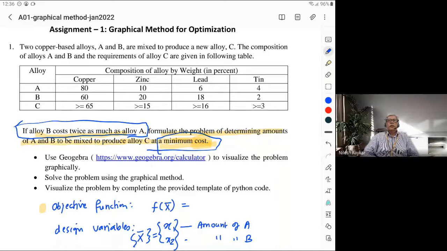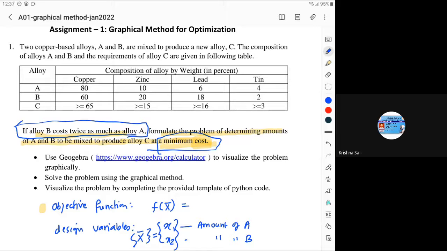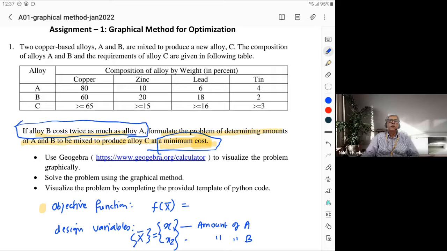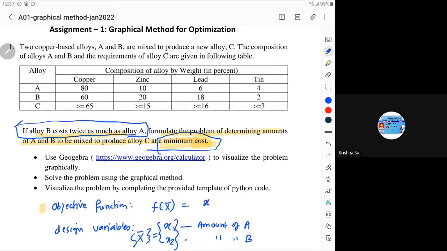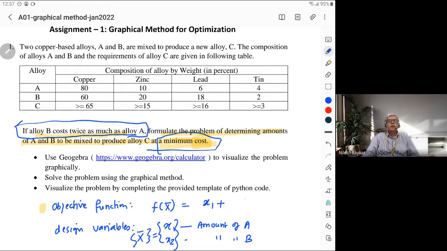Okay, so if x1 is the amount of alloy A and x2 is the amount of B to produce alloy C, what would be the cost in producing alloy C? x1 plus 2x2. x1 plus alloy B cost plus 2x2.